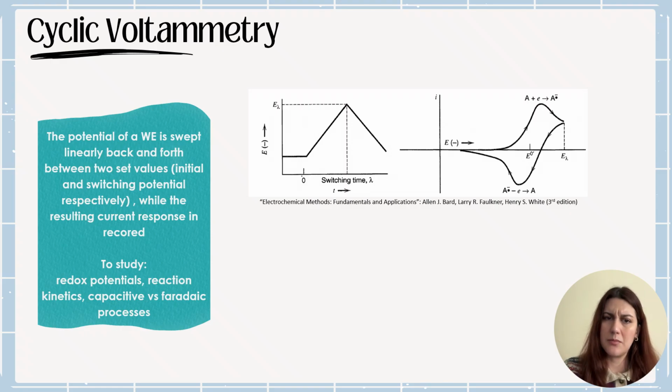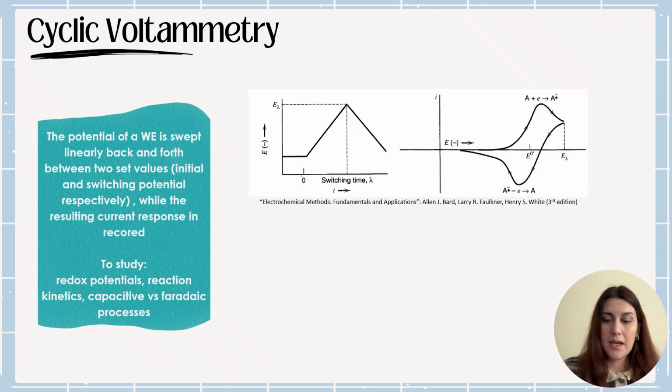Now let's consider a simple redox couple represented here as A plus an electron gives A anion. As the potential approaches the reduction potential, electrons begin to transfer from the electrode to the species in solution and the current increases. This produces the cathodic peak, which corresponds to the reduction reaction. When the potential sweep reaches the switching point and begins to move back in the opposite direction, the previously formed reduced species near the electrode can now be oxidized back to its original form. This produces the anodic peak corresponding to oxidation.